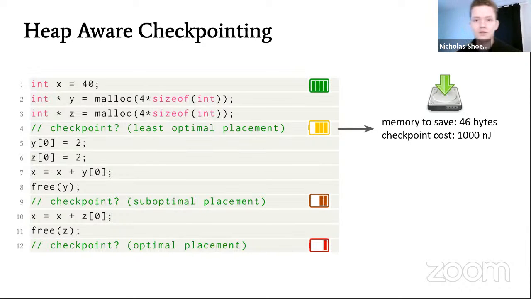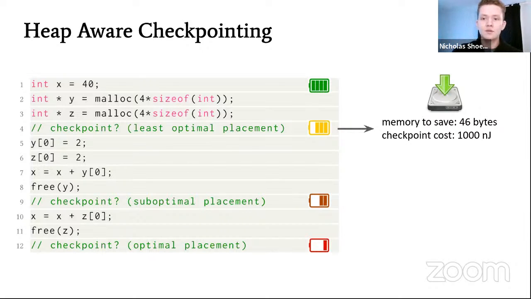If we look at the first checkpoint placement, we can see that we have 46 bytes to save because we have the 32 bytes from our 2 allocations, and then we have just memory from the rest of our program. Could be memory on the stack or in the registers. So we have 46 bytes, and we'll say that this costs 1,000 nanojoules to save 46 bytes to checkpoint that.